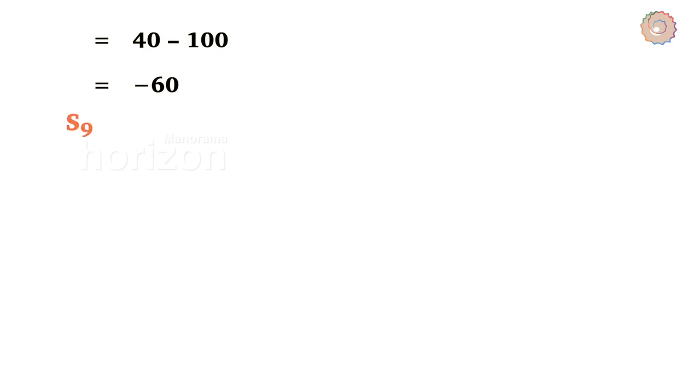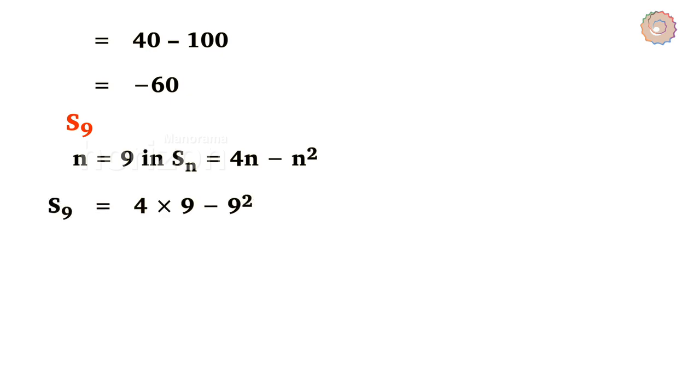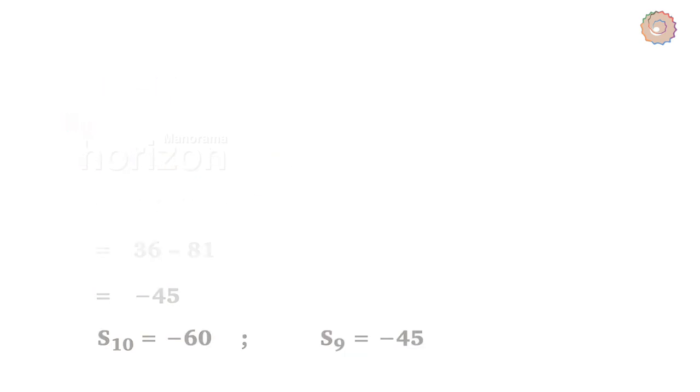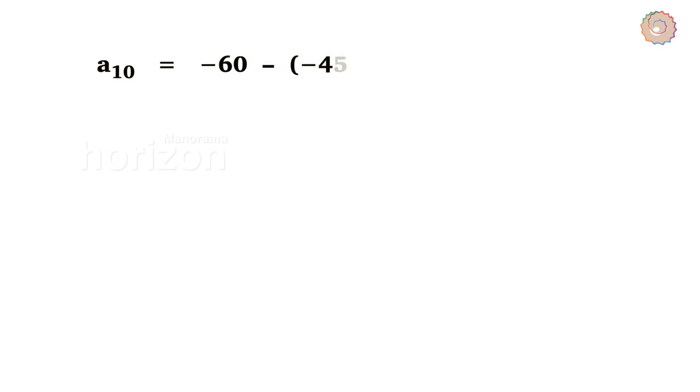Now, find S9. For that, put n equal to 9 in the equation Sn is equal to 4n minus n square. We get S9 is equal to 4 into 9 minus 9 square, which is equal to 36 minus 81, and we get it as minus 45. So, we got S10 is equal to minus 60 and S9 is equal to minus 45. Now, we can find A10. A10 is equal to minus 60 minus of minus 45. So, opening the bracket, we get minus 60 plus 45, and the value of A10 comes as minus 15.